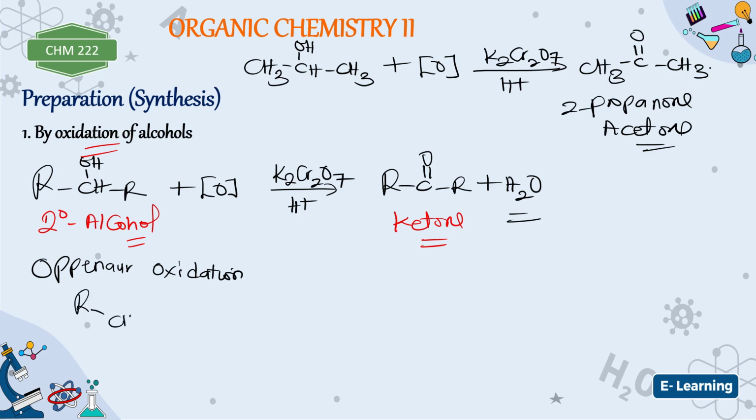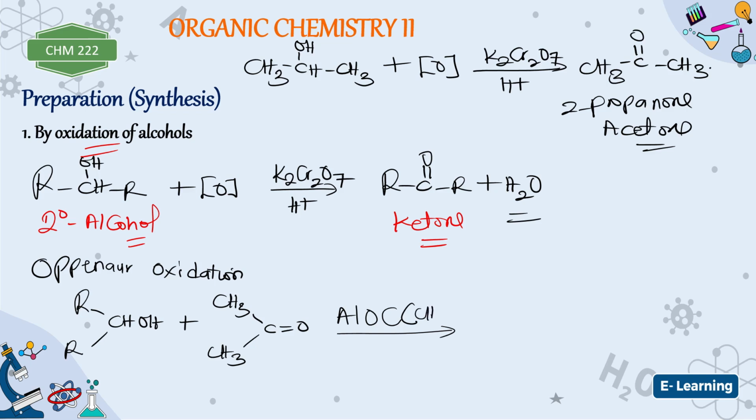So you have something like this. Now this is a secondary alcohol plus CH3, C double bond O, CH3, a ketone. Now this is aluminum tertiary butoxide, which is something like this. This is not actually complete. Aluminum tertiary butoxide.